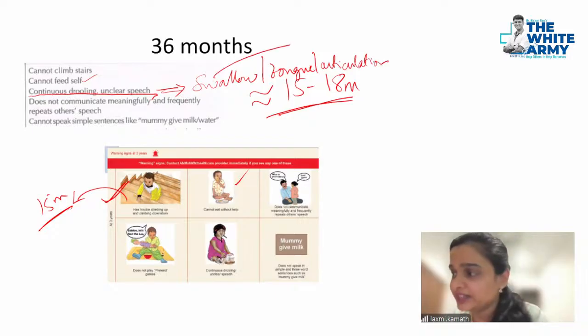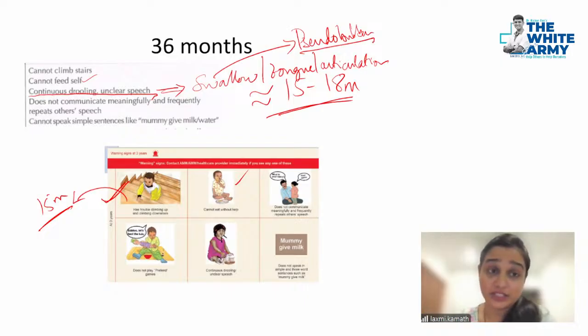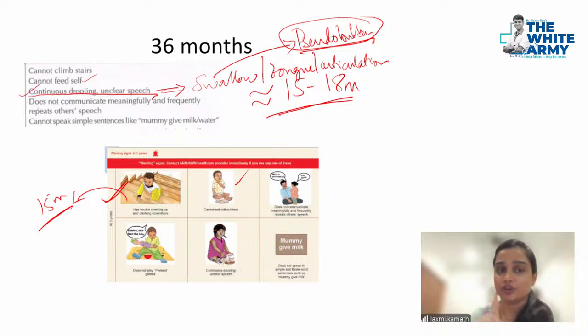So probably we are dealing with a child with pseudobulbar palsy, which means there is an insult to upper motor neurons, because of which there is pseudobulbar palsy. So excessive drooling beyond 1 year of age needs evaluation.